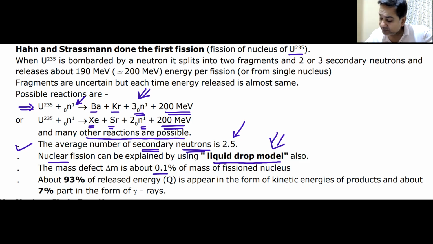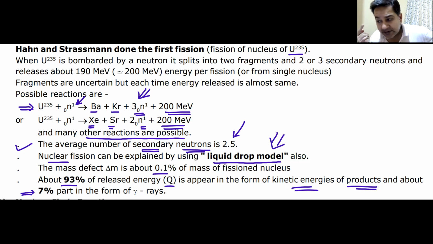You may not remember this. 93% of energy is in the form of kinetic energy of products, and 7% is in the form of gamma rays. Again, this is information. It can come as a direct value, or it may not come as a direct value. They might not ask you the percentage. They might ask you which energy is more when this nuclear fission happens.